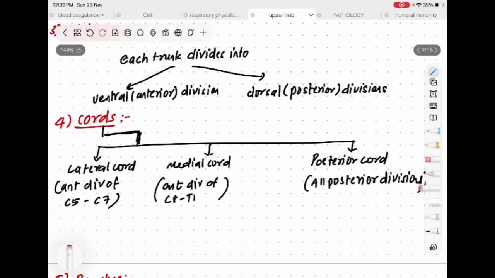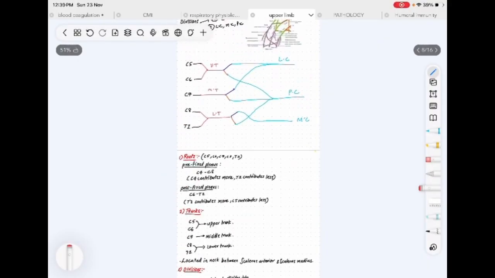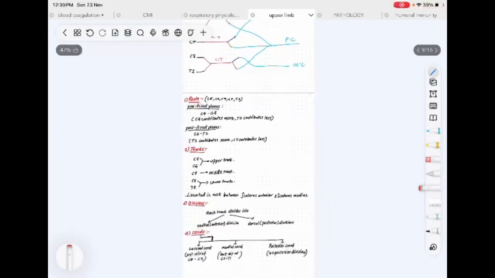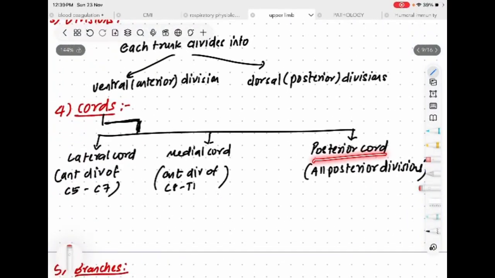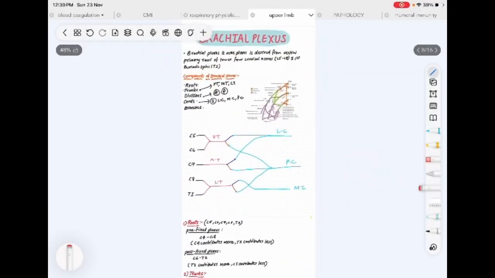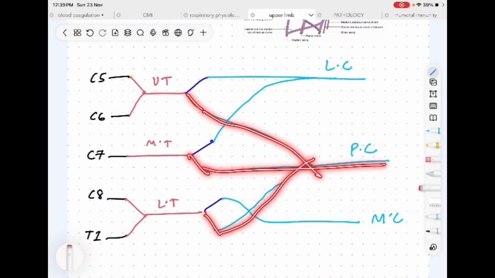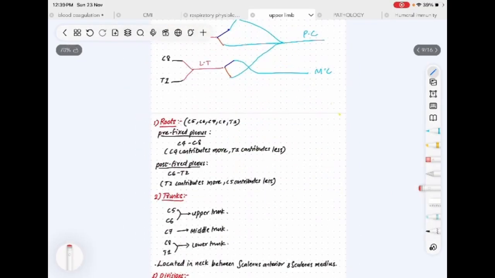In a similar way, medial chord is formed by the anterior divisions of C8 and T1. Next, posterior chord. We have seen all the posterior divisions, they join to form the posterior chord.